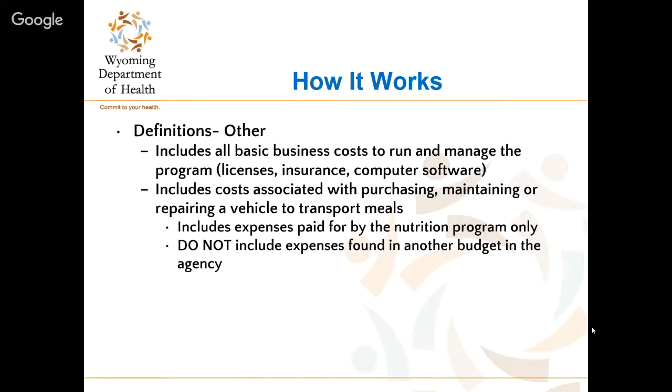It also includes basic business costs to run and manage the program. So SAMS, software that you might use for nutrition analysis, insurance, licenses. It also includes costs associated with purchasing, maintaining, or repairing a vehicle to transport meals. Include expenses paid for the nutrition program only, and do not include expenses found in another budget in the agency. So if you are charging things to the Title IIIB grant, make sure that you're only charging them to that program and not including that in C2 as well.